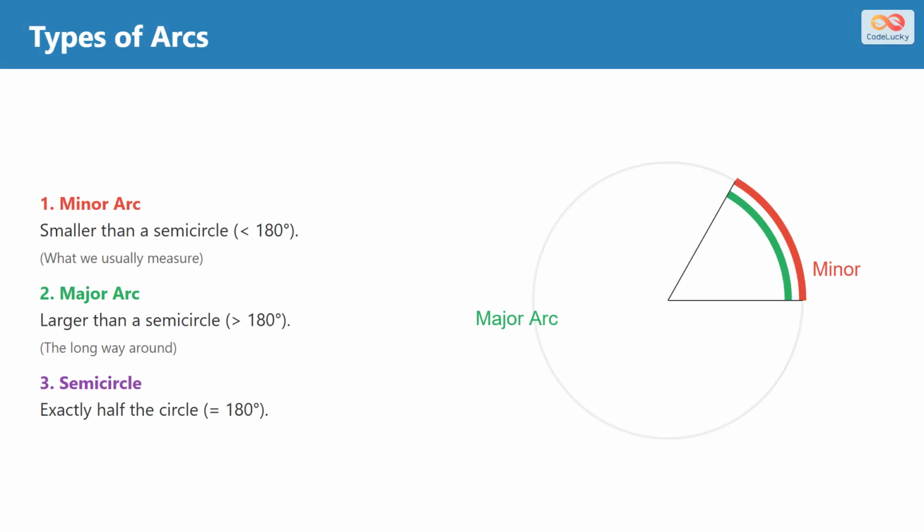It is helpful to know the three types of arcs. A minor arc is smaller than half a circle, usually less than 180 degrees. A major arc is the long way around, larger than half a circle. And a semicircle is exactly half of the circle, or 180 degrees.